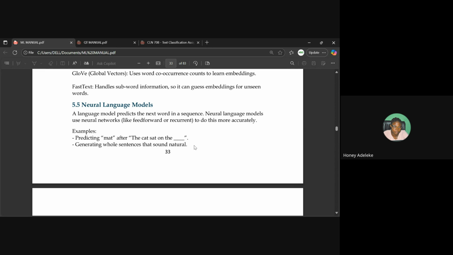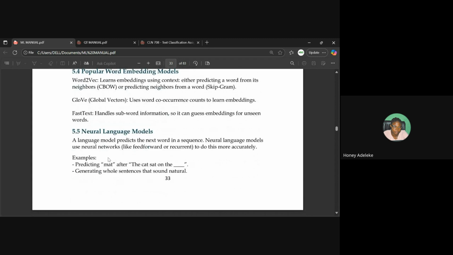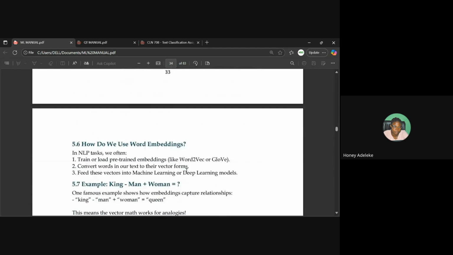And just like we have said the other time, all of these, Word2Vec, global vector, all the word embedding techniques, make up a correct neural language model. So we have to put that in our minds.